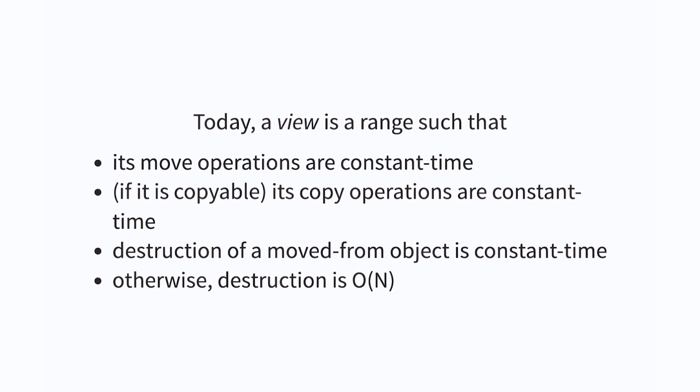Okay, so what this means is that standard vector of int is not a view because it's copyable and its copy operation is order n. Right? But a vector of unique pointer of int could theoretically be a view because that is not copyable and its move operations are constant time, a moved from object is constant time destroyed, and otherwise destruction is order n. So quite a strange situation where a copyable vector doesn't meet the view requirements, but a move-only vector does. But we can sort that out.